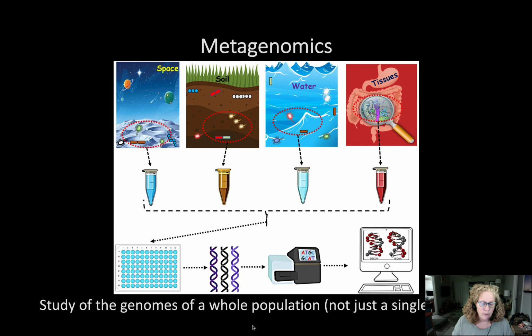In metagenomics, we study the genomes of an entire population, not just a single species. So in this case, we might look at the genomes of several bacteria in soil or different microorganisms found in water. We can even look at the expression of different genes within the same genome in a population as well. This is usually done to see relatedness between microorganisms that are growing in similar environments.